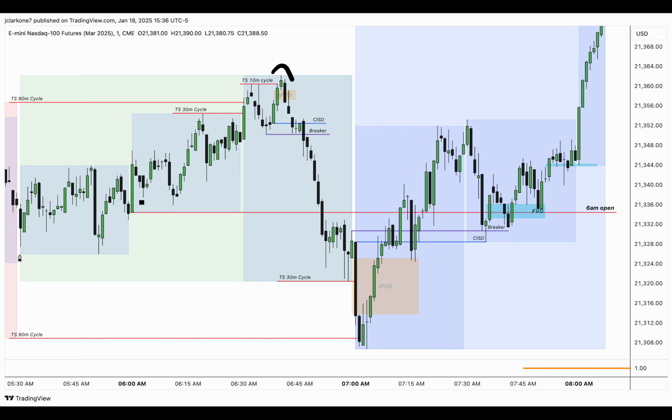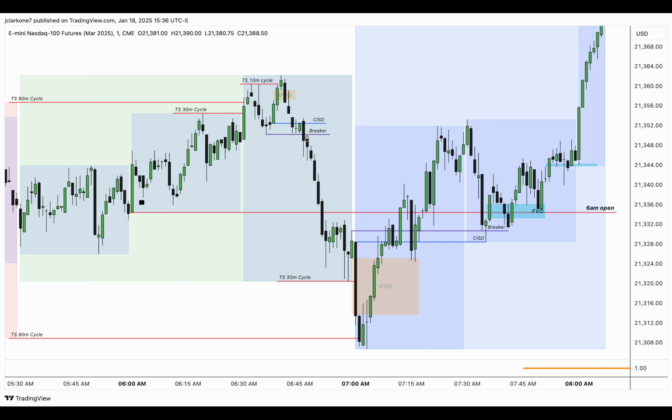Or you can take it to the cycle low, okay? You can take it to the current cycle low, or the previous 90-minute cycle low can be the profit target as well, okay? But the point I want to get across is that you're above the 6 a.m. open, and once you change the state of delivery, this is your high, okay? You put your stop above that, and you let it go. You don't trail super hard, okay?